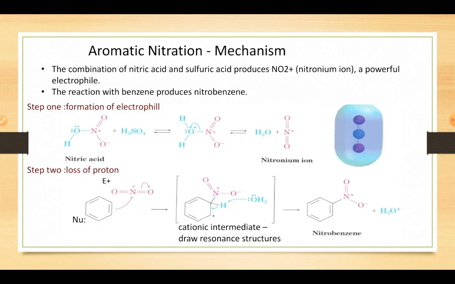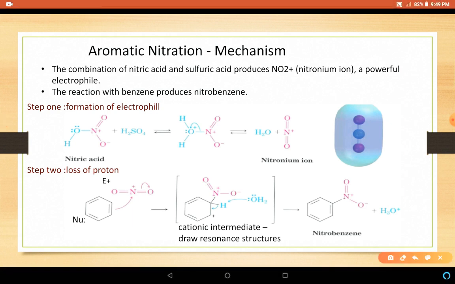Aromatic nitration mechanism. The combination of nitric acid and sulfuric acid produces the nitronium ion, a powerful electrophile. It reacts with benzene to produce nitrobenzene. There are two steps in the reaction mechanism. In the first step, formation of the electrophile. When nitric acid and sulfuric acid react, the hydrogen atom attacks the oxygen, which contains two lone pairs of electrons, producing a water molecule, and this water molecule breaks away from the nitronium ion to form the nitronium ion.